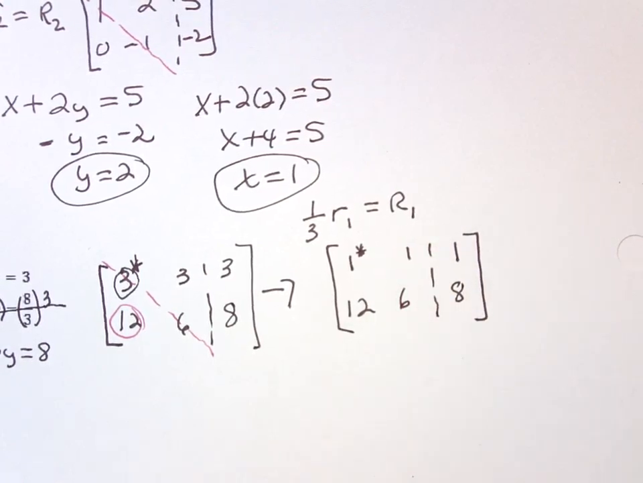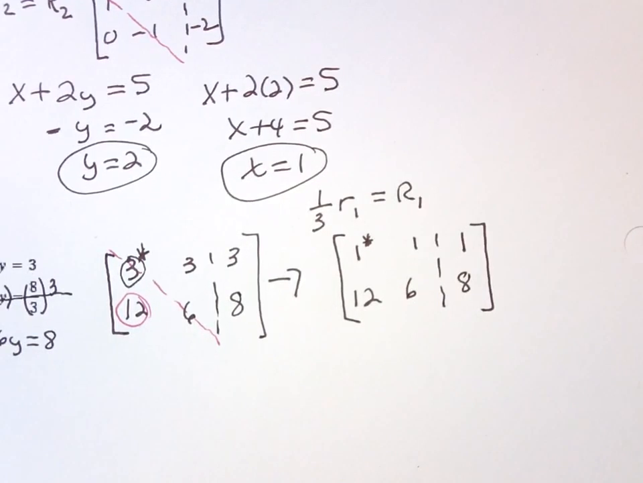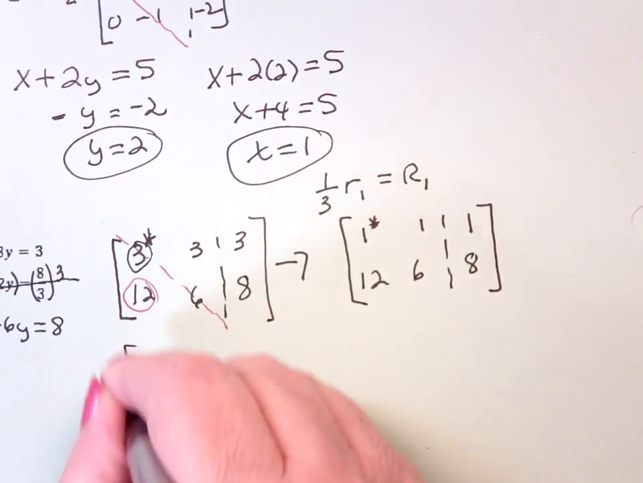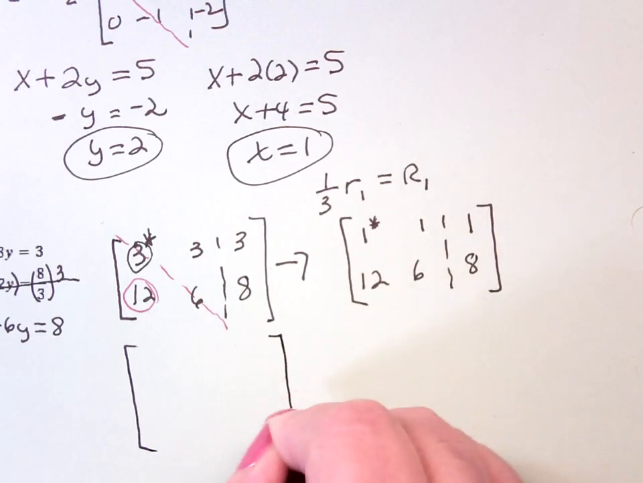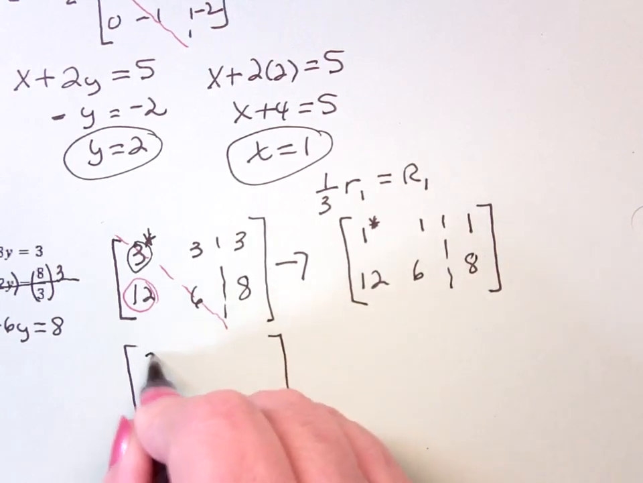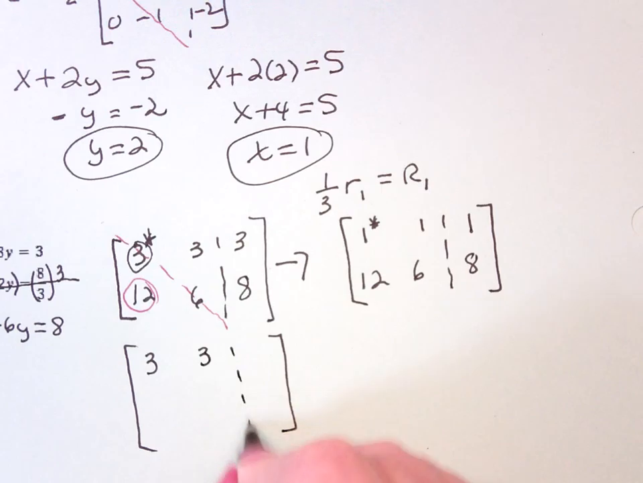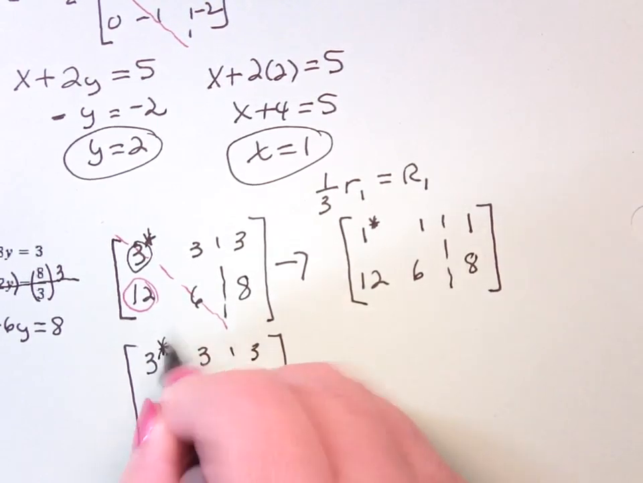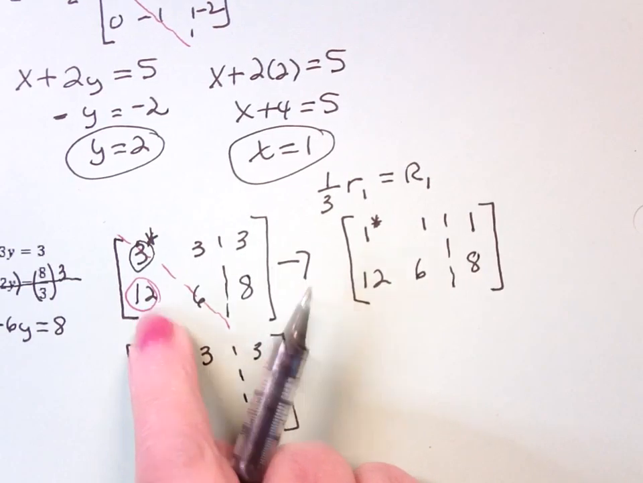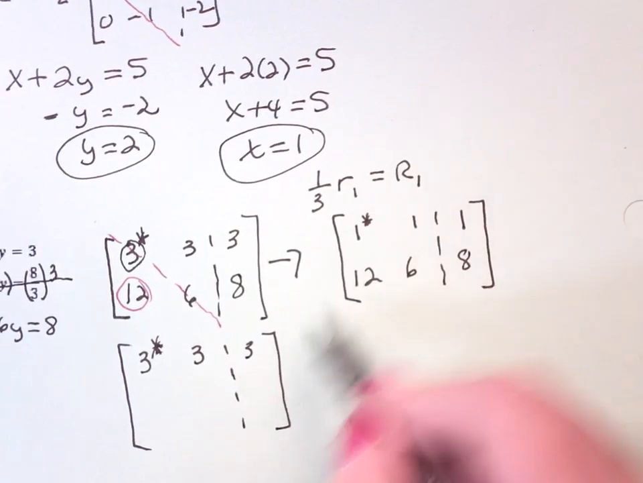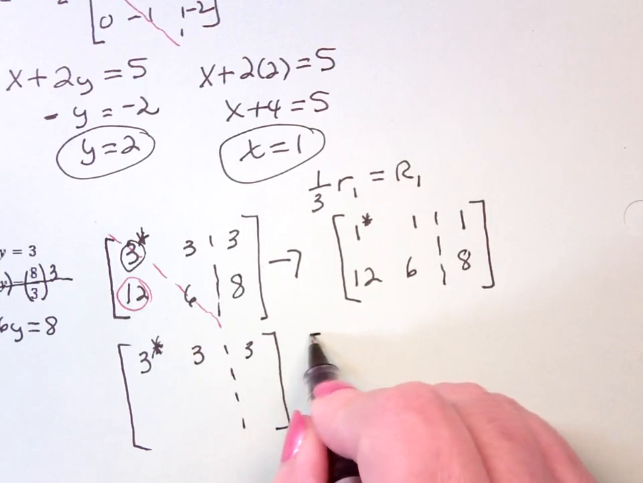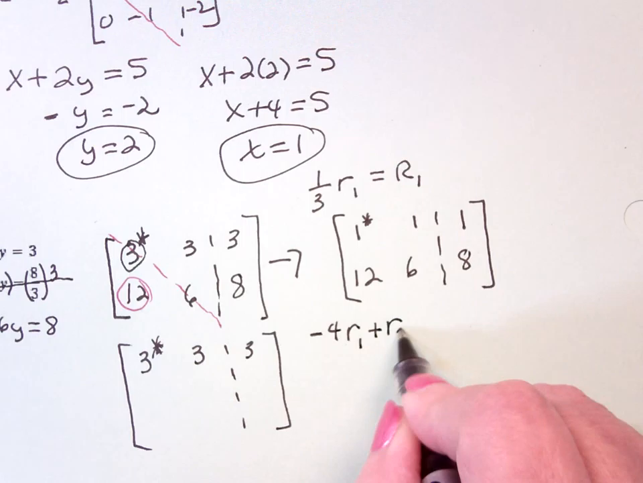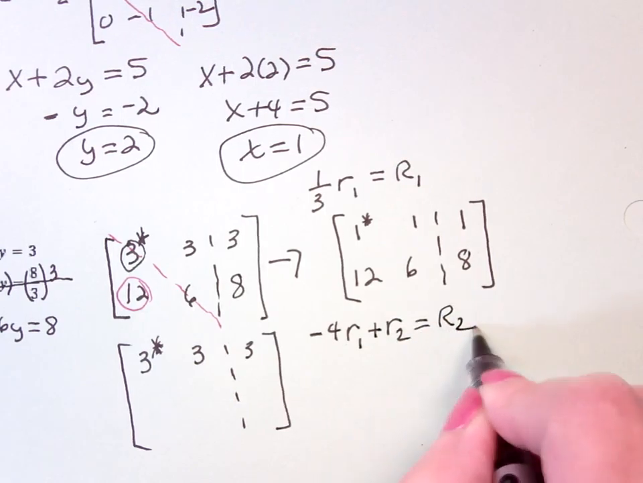So which one do you want me to work? First, second? First. First, okay. Well, I need to create a new matrix. And the first row remains fixed because it's the row I'm operating with. I need a 0 where that 12 is. So in order to do that, in my new matrix, I'm going to take -4 times row 1, add it to row 2 to give me a new row 2.